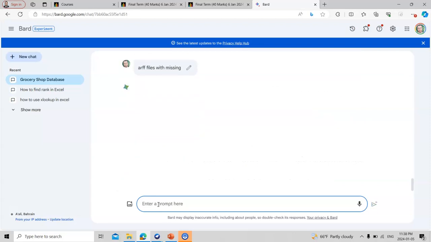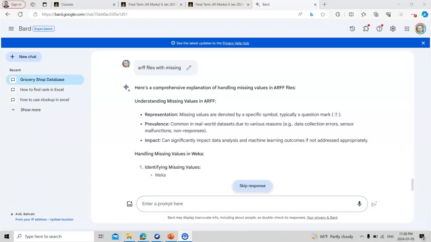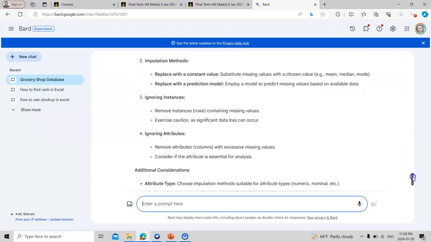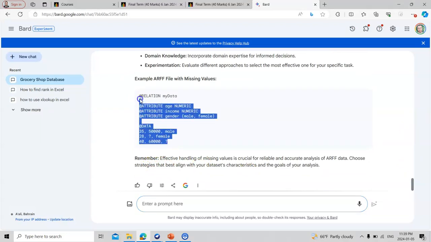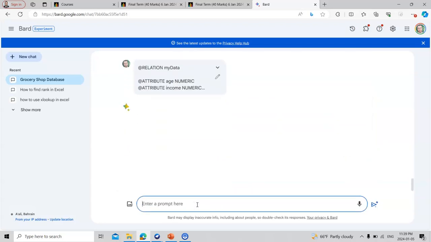The next question could be about ARFF files, with missing values. I will be giving you some ARFF file, which is about the Weka file, and then you can fix it. The ARFF file will be given to you. Let's suppose this is one of the ARFF files, and if it is incorrect, you can put it back and say, correct this file, or it will correct automatically for you.